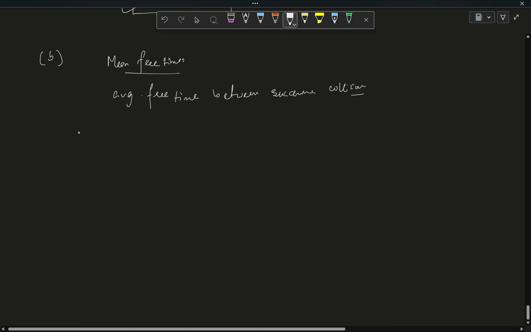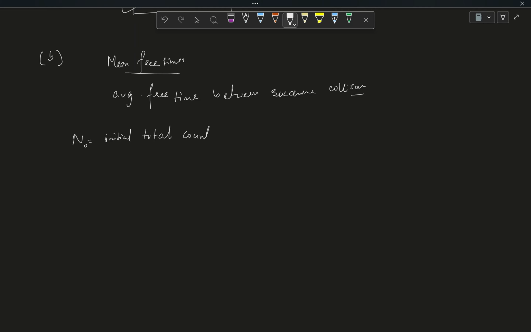that if the probability of having no collision in time interval t is e to the power of minus alpha t, then let's say initially there are n naught number of molecules, the initial total count of molecules, at t equal to 0, at initial time, right? After an interval t, when certain collisions have happened, what are the number of molecules that have still survived? N is the number of molecules that survived from the collision, or that have not undergone any collision in that interval.